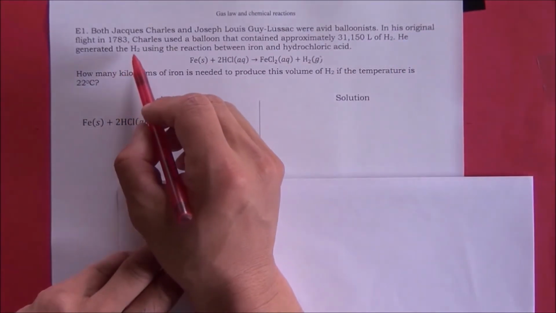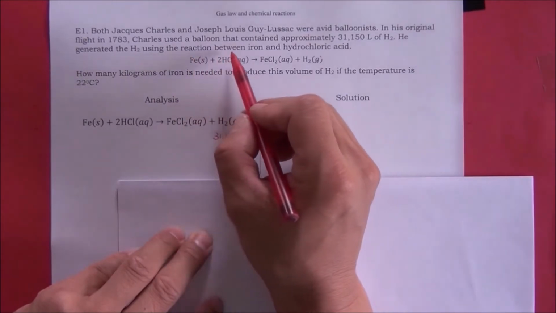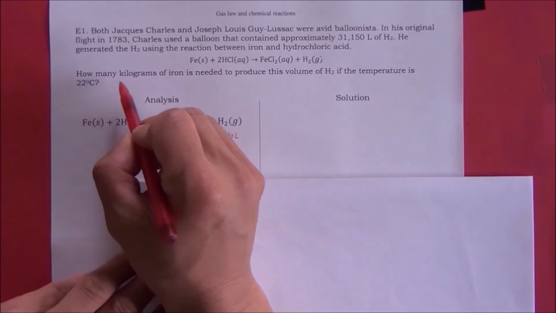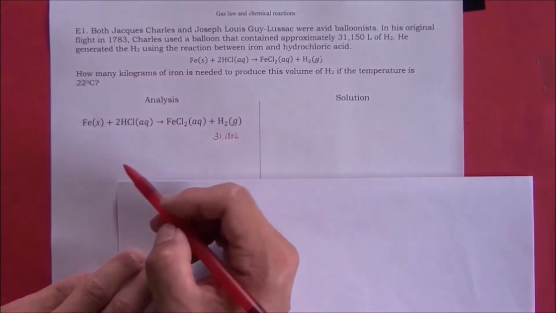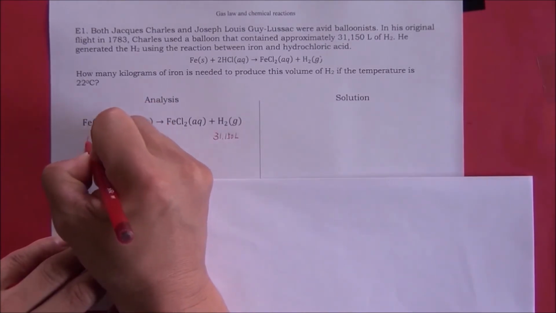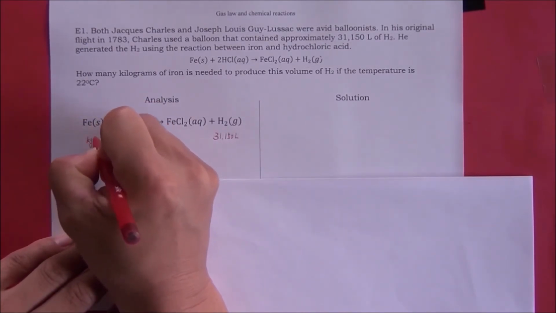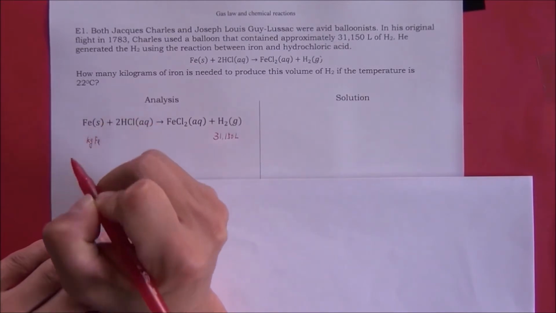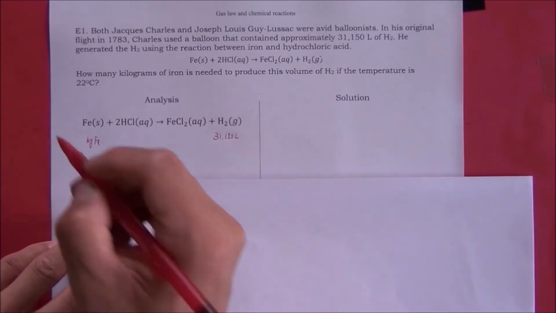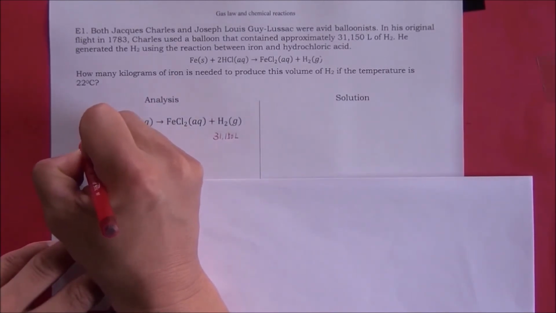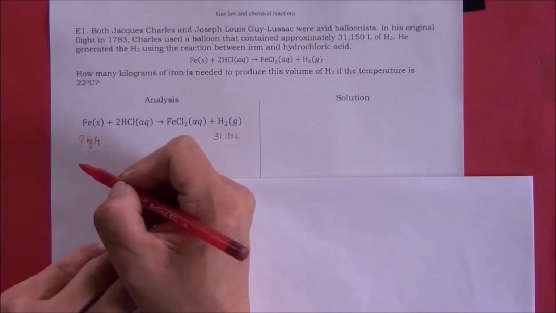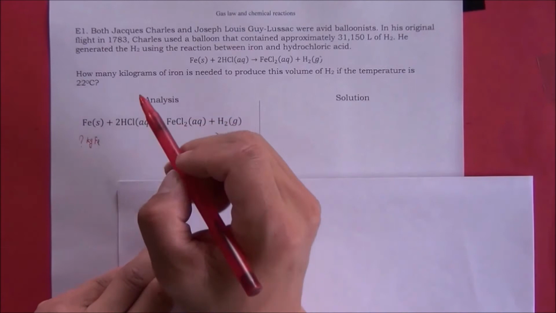He generated the hydrogen using the reaction between iron and hydrochloric acid. How many kilograms of iron? This is what we are looking for. I will put down kilogram of iron below Fe under the chemical equation. I also put down a question mark to indicate this is what we are looking for. Then let's continue to read.